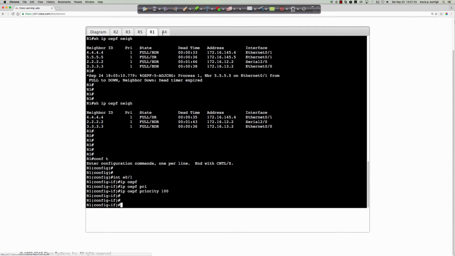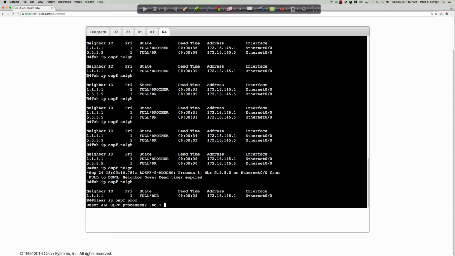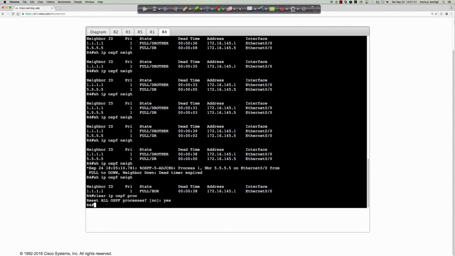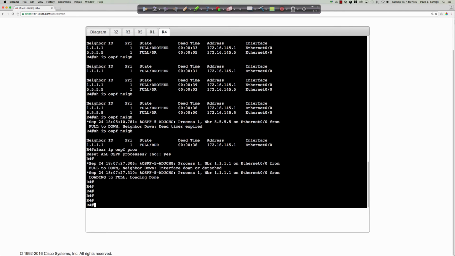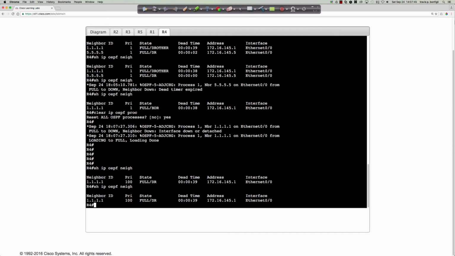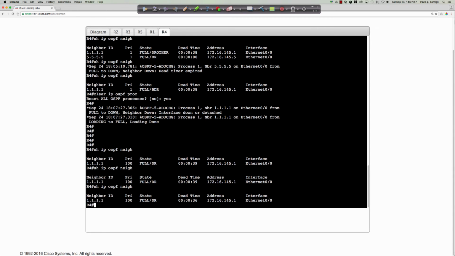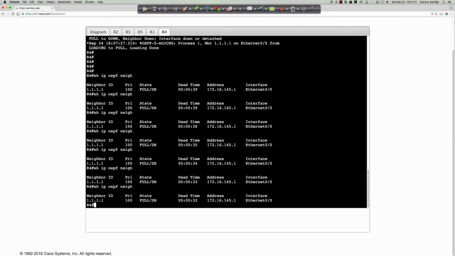So on router 4, if I come over here and I say clear IP OSPF proc, we're going to have another election, but let's see what happens. Show IP OSPF neighbor. Router 4 now sees router 1 because, again, the hello packets needed to be exchanged. And router 1 is now our DR.